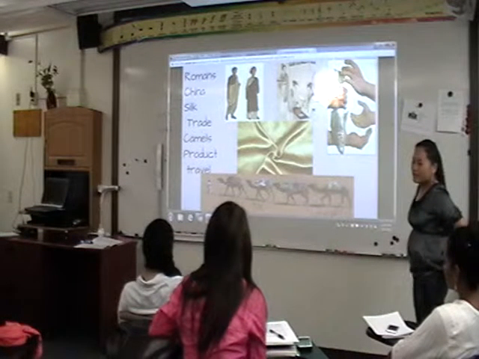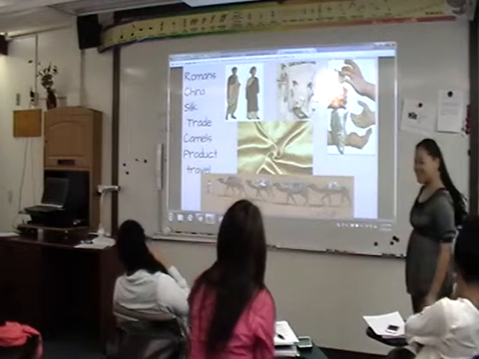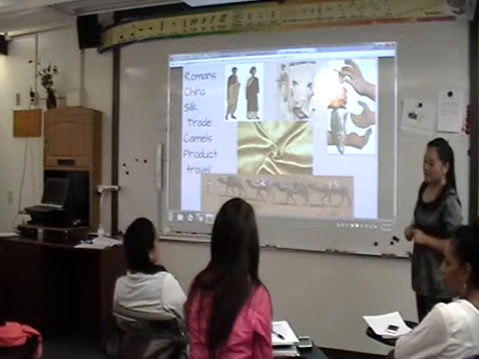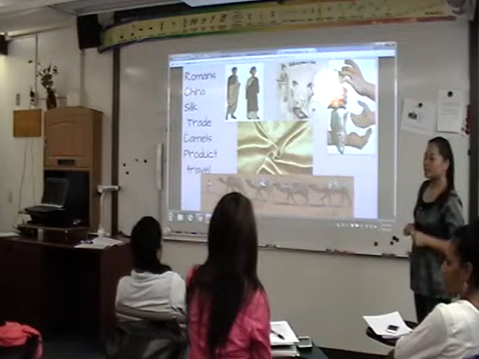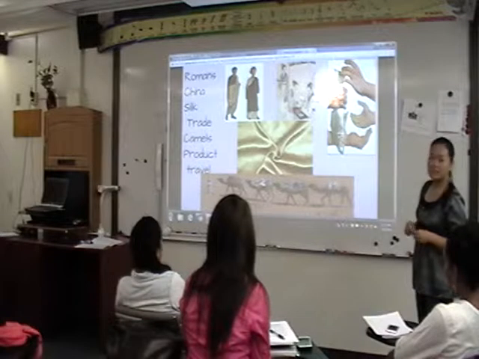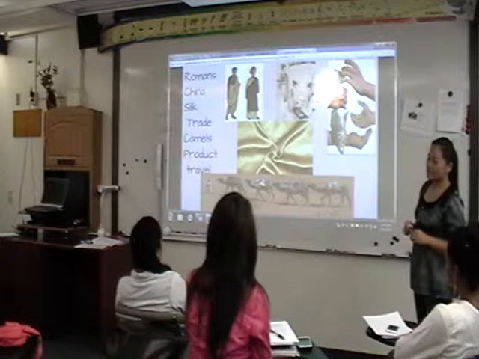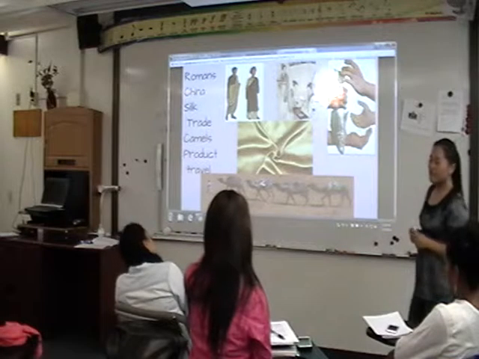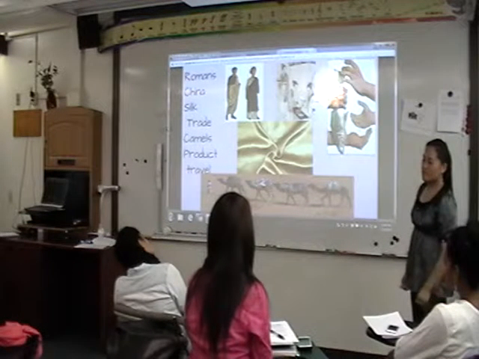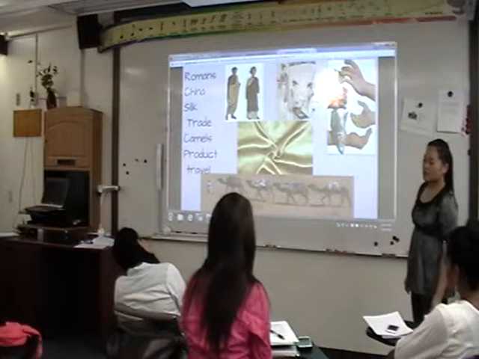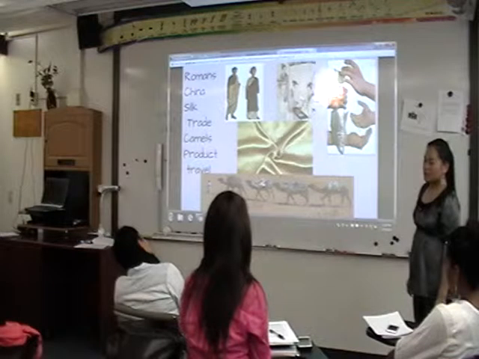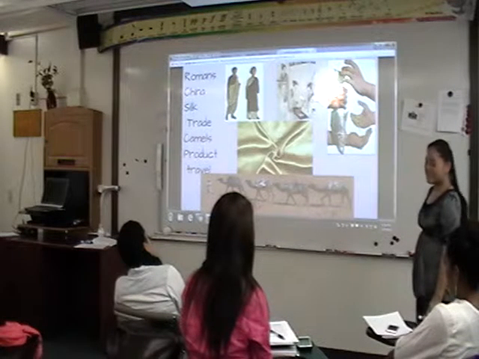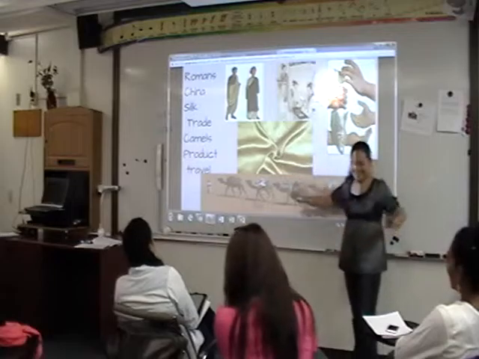Well, long time ago, the Romans and China, their relationship was so close because of trade. And also the Romans had good production of silk, silk gold, and that can help the relationship get better. And also the Romans became the camel animal to travel. Good job. Who's next?